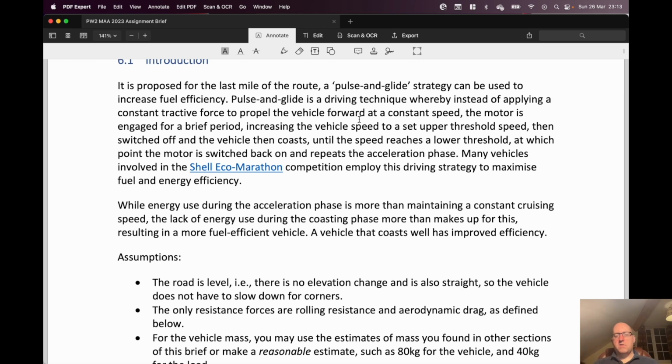And so a vehicle that coasts very well will achieve good efficiency because you're only using that motor for short periods of time. And in fact, if you're aware of the Shell Eco Marathon, it's a competition that runs every year. The vehicles that achieve the highest fuel efficiency in those scenarios actually use this pulse and glide methodology or driving strategy to give a very high fuel economy and energy efficiency.